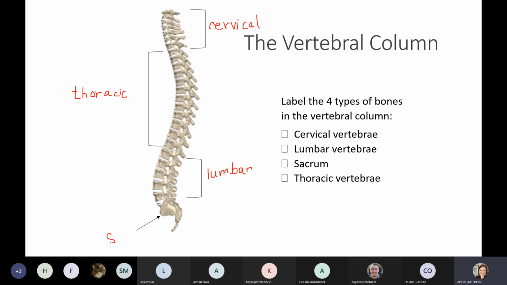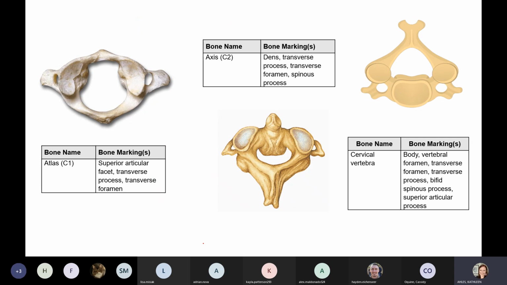The sacrum technically is a bunch of fused vertebrae down at the bottom, but we call them the sacrum as a whole. It's something like 3 to 5 vertebrae that all grew together to make the sacrum. When we're learning the vertebrae, generally speaking, we just need to know, is it a cervical vertebra, a thoracic vertebra, or a lumbar vertebra? The exception to that is the first 2 vertebrae in the spine.